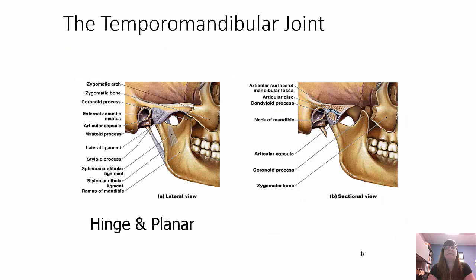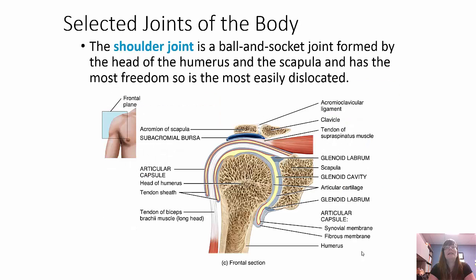Another angle. Pictures, I guess you could say. The shoulder joint is a ball and socket joint formed by the head of the humerus and the scapula. It kind of rests in the glenoid cavity. Remember, the glenoid cavity is not very deep, so the shoulder has the most freedom and is the most easily dislocated.